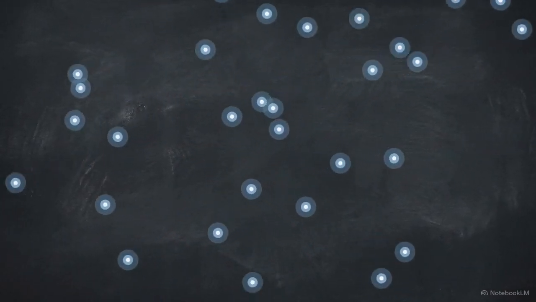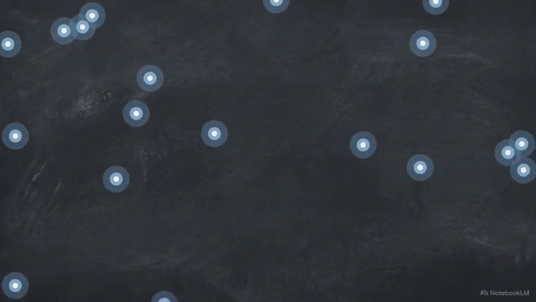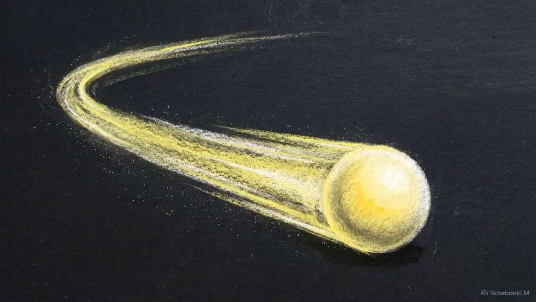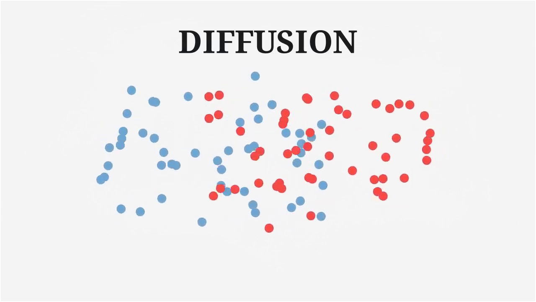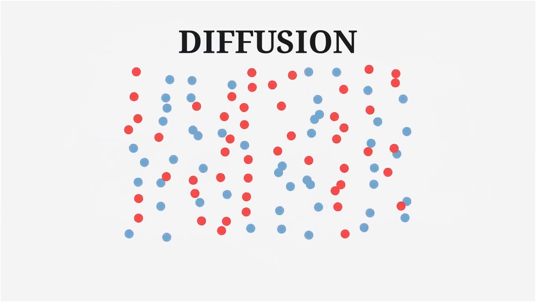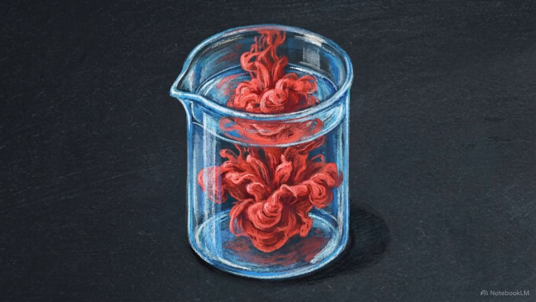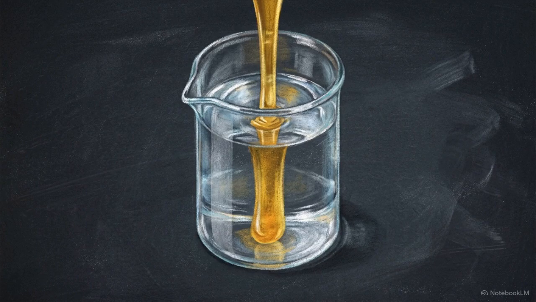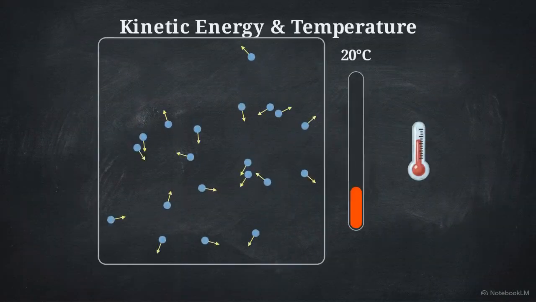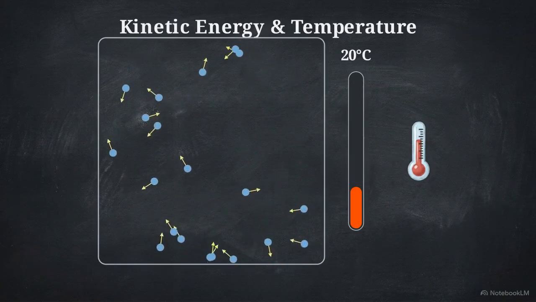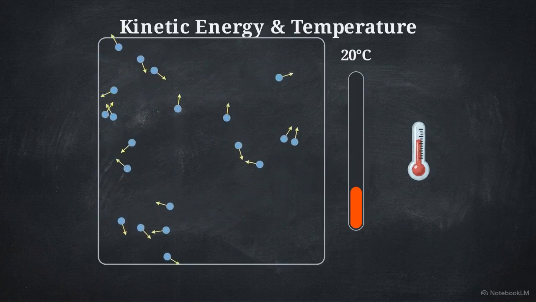These units are never at rest. Every particle in the universe is in a constant state of motion, meaning it possesses an intrinsic amount of kinetic energy. This autonomous movement leads to diffusion, which is the natural intermixing of different types of particles. The rate of this mixing depends heavily on particle mobility and density. If you drop ink into water, its high mobility allows it to spread rapidly, whereas a dense fluid like honey diffuses much more slowly.